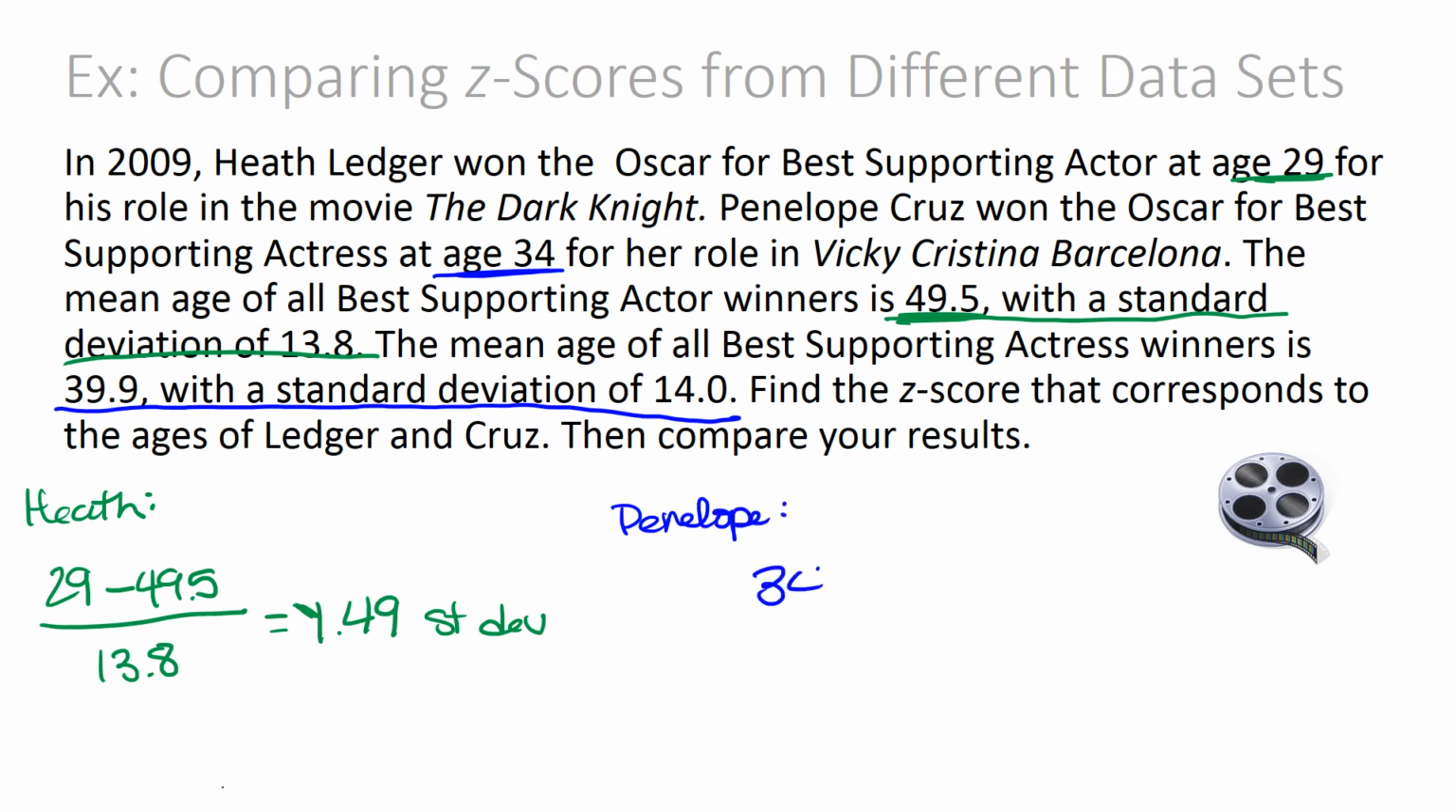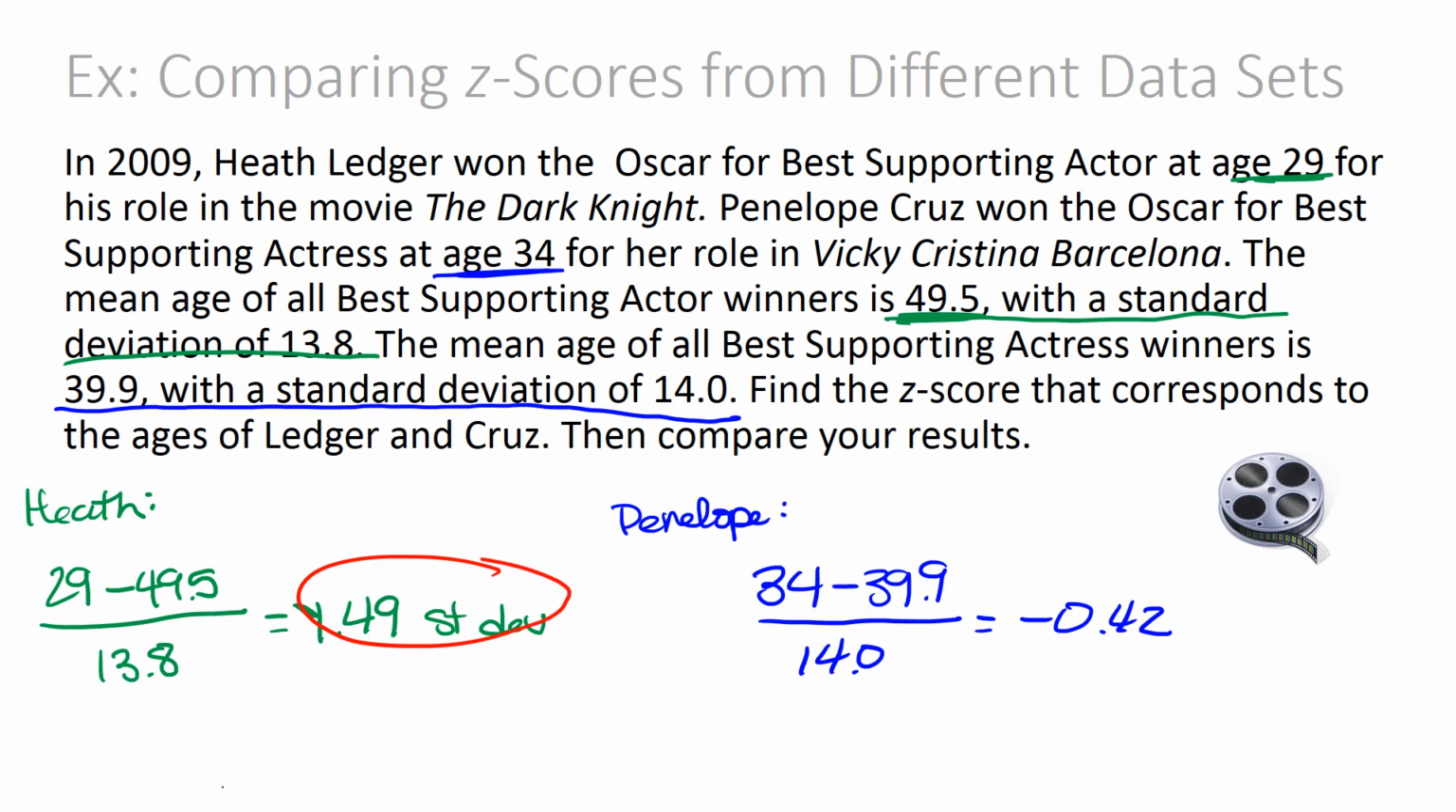So she was 34 when she won her award. Actresses are on average 39.9 with a deviation of 14.4. So when you subtract and divide, you get a negative 0.42. So while both of these actors and actresses were below average, we can see that Heath Ledger was more below average by being 1.5 standard deviations away instead of just about a half. So Heath Ledger's award was further from normal than Penelope Cruz's.